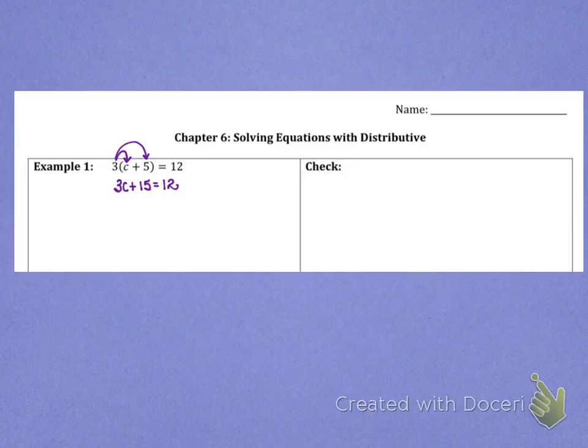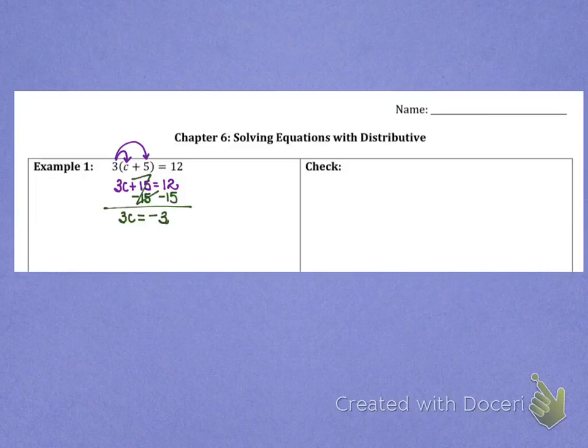Now, once you've done that, the hard part is over because you have a two-step equation that you should feel very confident solving. In order to solve this equation, we're going to get rid of the constant first. The constant is the plus 15. To undo plus 15, we're going to subtract 15 from both sides. Draw your line. 3c drops down. 15 minus 15 gives me 0, and 12 minus 15 on the right side of the equal sign gives me negative 3.